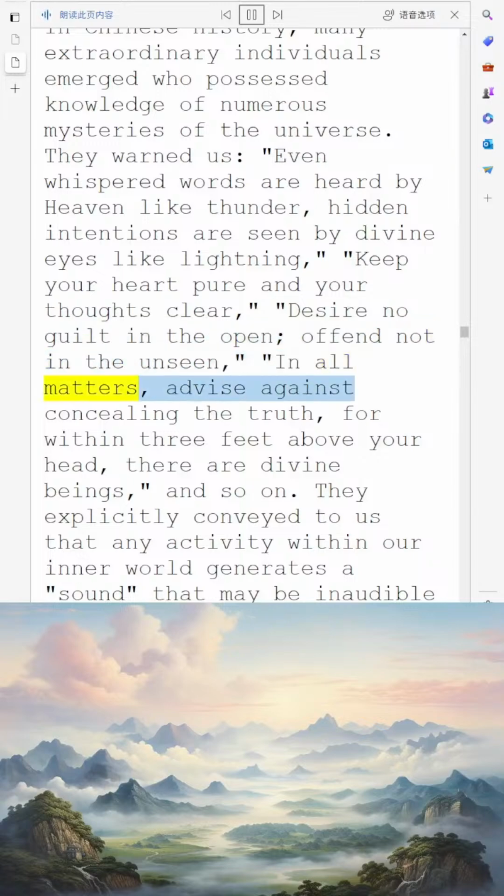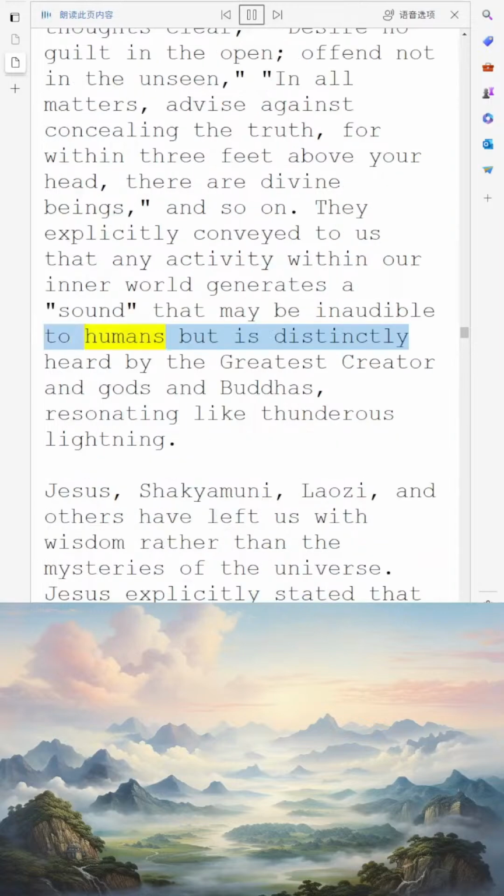In all matters, advise against concealing the truth, for within 3 feet above your head, there are divine beings, and so on. They explicitly conveyed to us that any activity within our inner world generates a sound that may be inaudible to humans, but is distinctly heard by the greatest creator and gods and Buddhas, resonating like thunderous lightning.